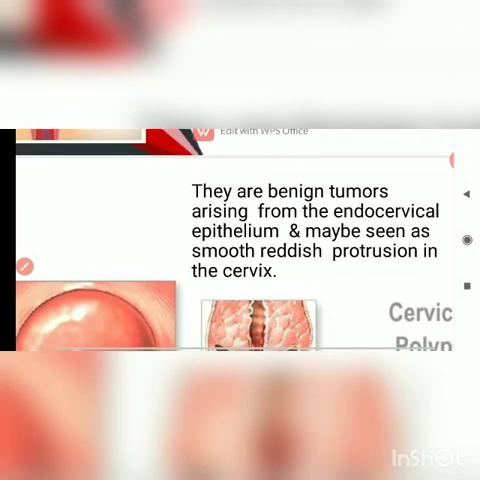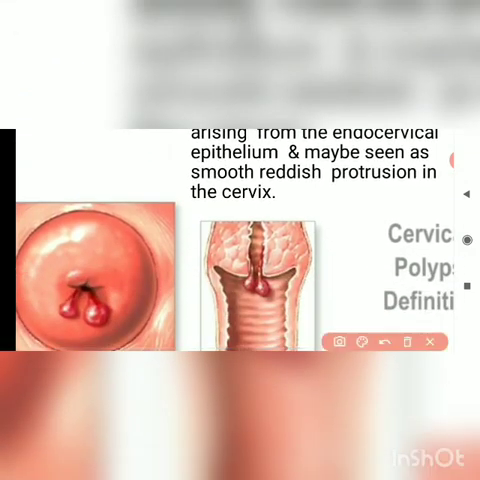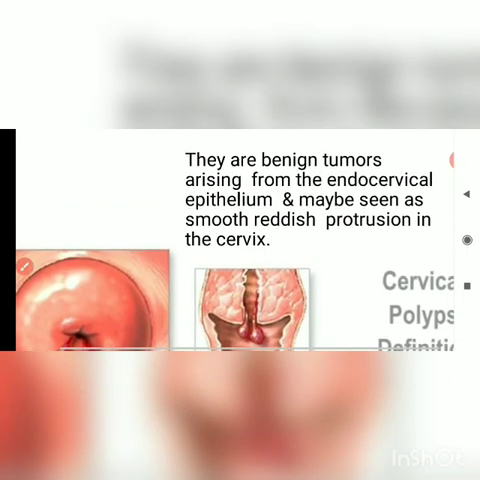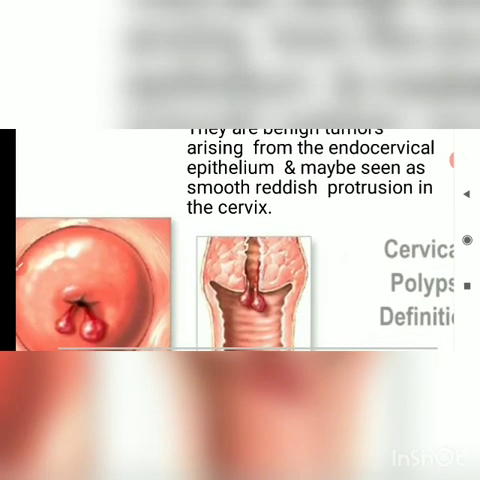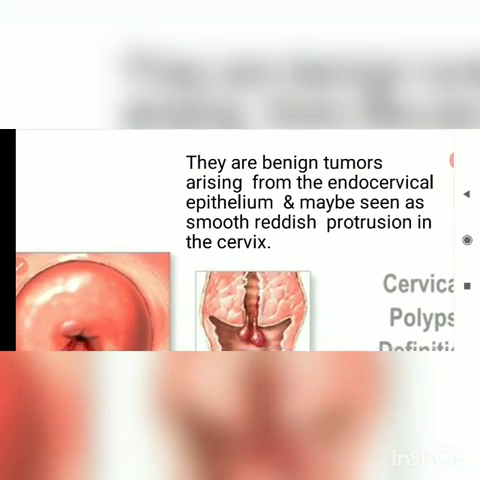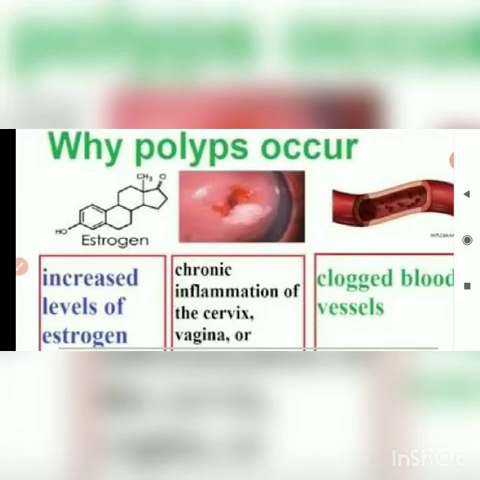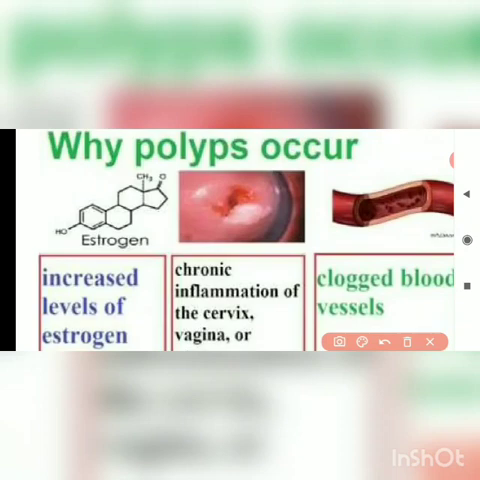So first we'll see about the cervical polyp. It will look like this, with small cysts protruding outside. These are benign tumors arising from the endocervical epithelium and may be seen as a smooth reddish protrusion in the cervix. It never arises from the ectocervix, it always arises from the endocervix. In these conditions a polyp will occur: increased estrogen, chronic inflammation, and clogged blood vessels. Mainly these two reasons are very important.